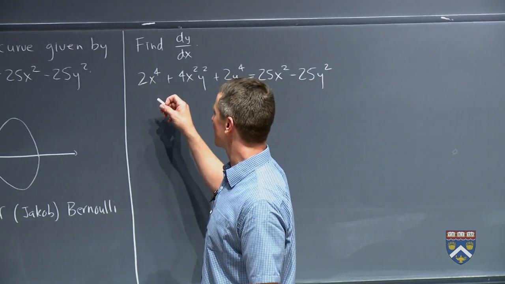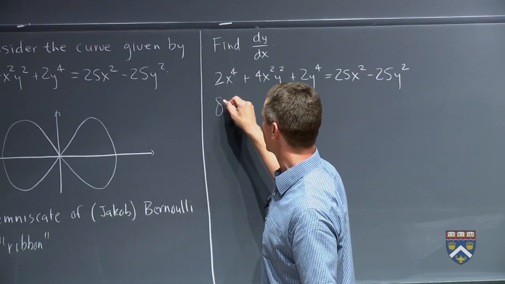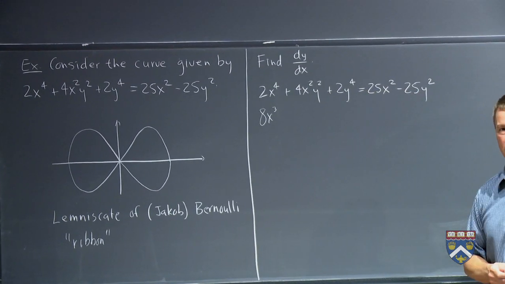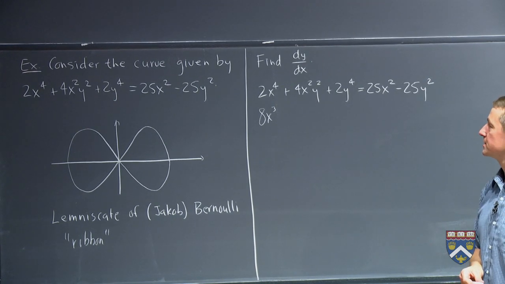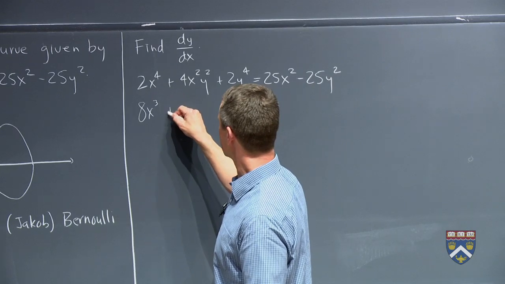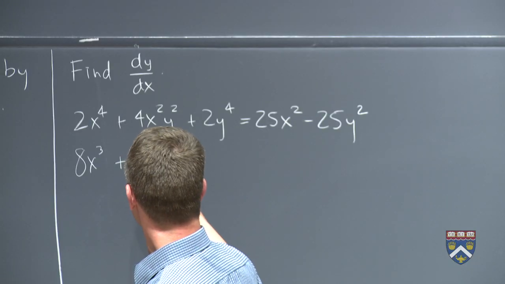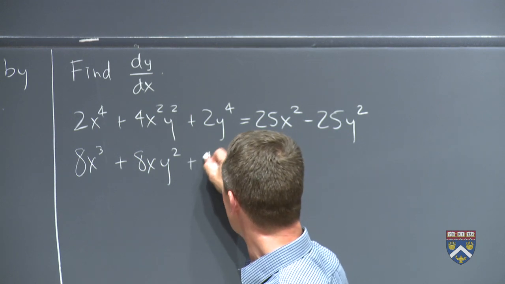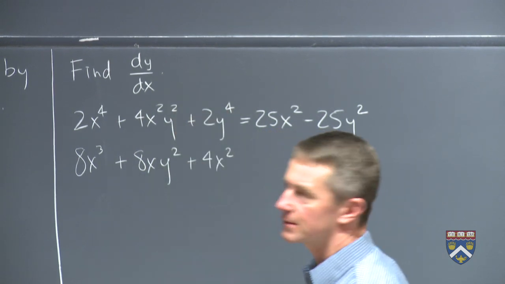So nothing unusual is happening with 2x to the fourth. That just becomes 8x cubed when we take the derivative. Here, what rule are we going to have to use for 4x squared y squared? We're going to need the product rule. So the derivative of 4x squared is just 8x. And we multiply that by the y squared. Then we leave the 4x squared alone. And now we have to take the derivative of y squared.